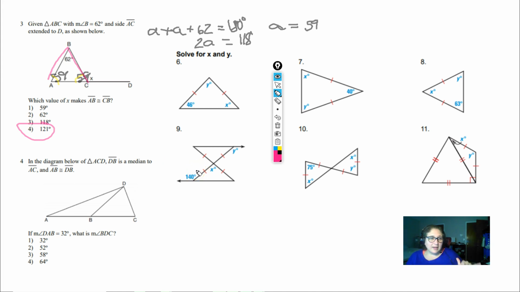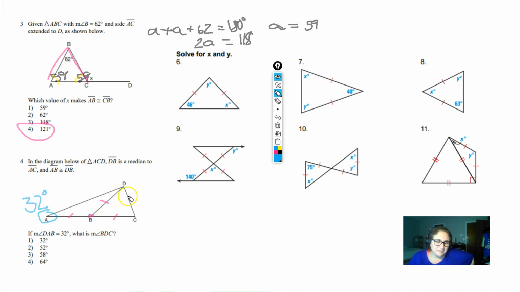Next. It says in the diagram below, we have a triangle. DB is the median. That's only important because it makes this side and this side congruent. AC and AB and DB are congruent. So if it says the measure of angle DAB is 32, what is the measure of angle BDC?